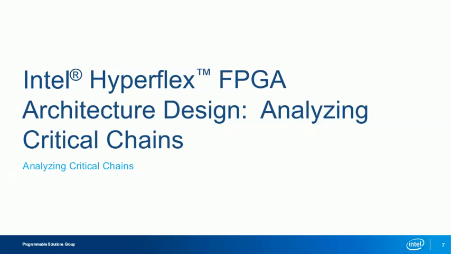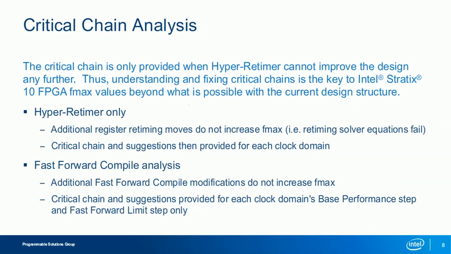Next, we look at analyzing critical chains and the critical chain report. The critical chain is only provided by the tools where the Hyper Retimer is prevented from optimizing the design any further. It happens during the compilation retime stage when retiming registers is not able to produce any additional performance gain to the clock domain. It happens during fast-forward analysis when fast-forward modifications fail to produce any more speed increase to the clock domain, or at the fast-forward limit stage.